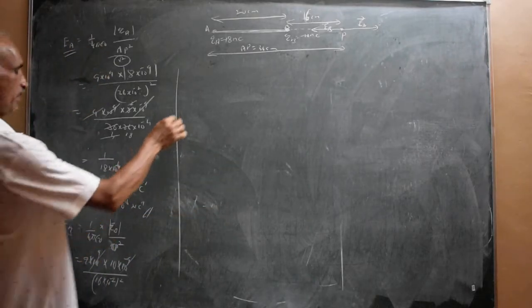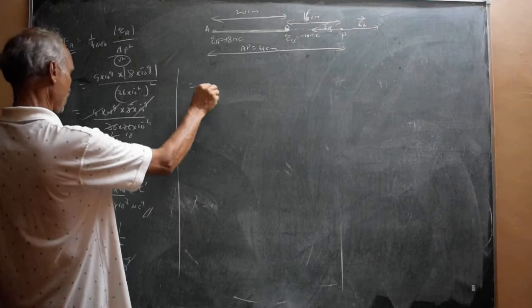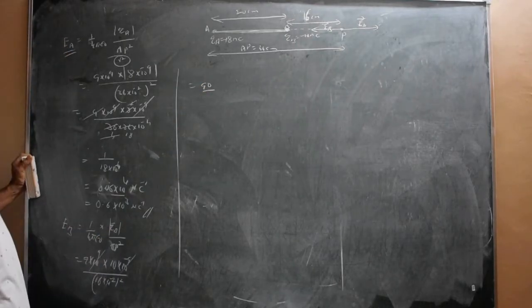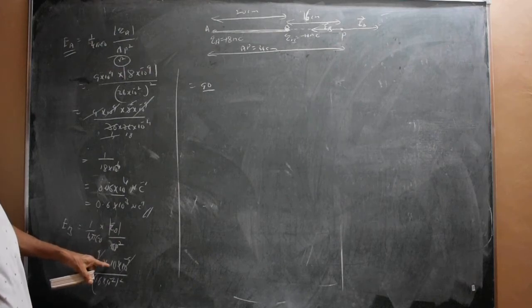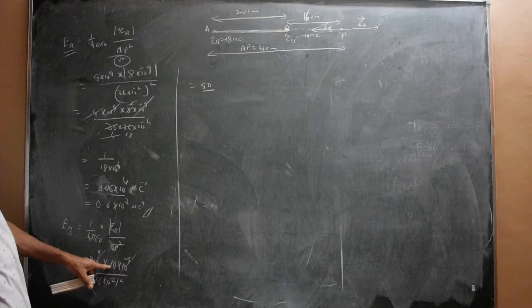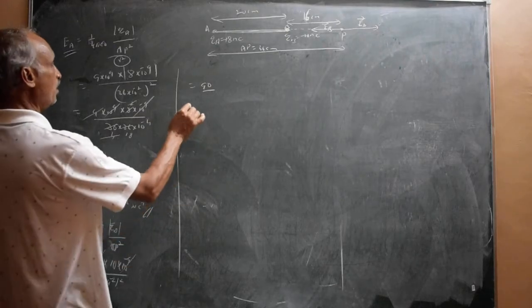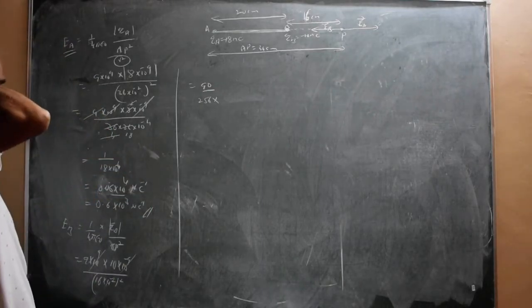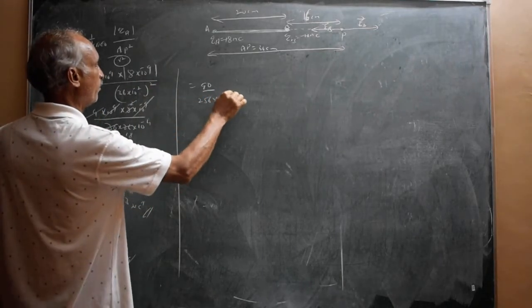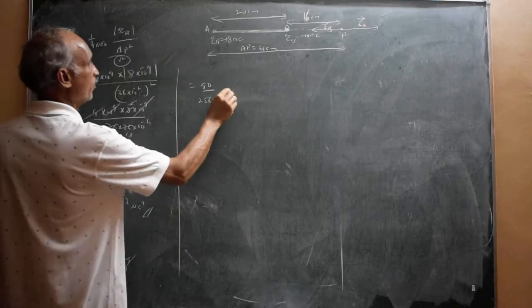Okay. And 9 into 10 is 90 upon the modulus of the charge. The negative sign should not be considered, only the positive value of the charge should be taken. 90 upon 16 square, it is 256. 16 into 16 is 256, into 10 to the power of minus 4.